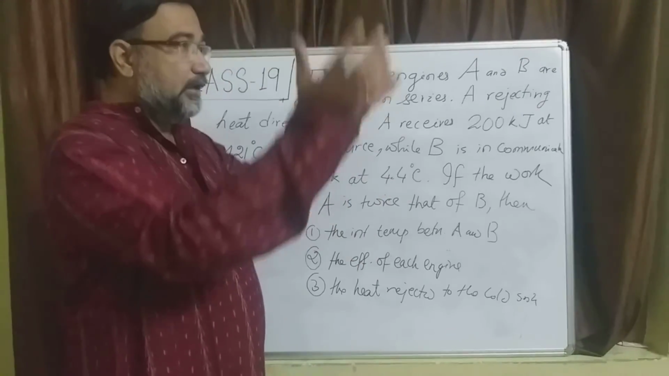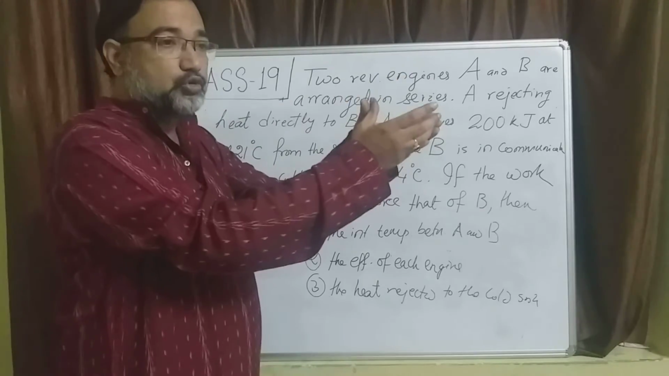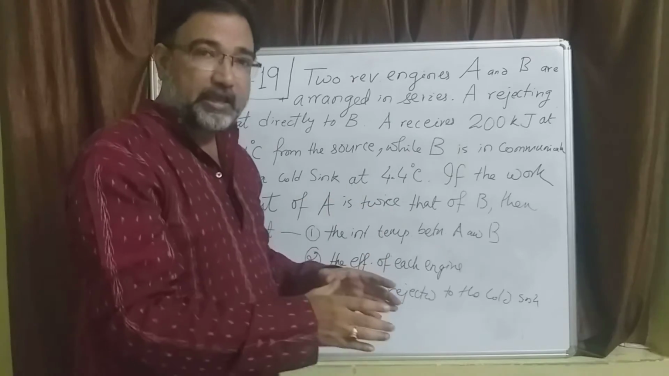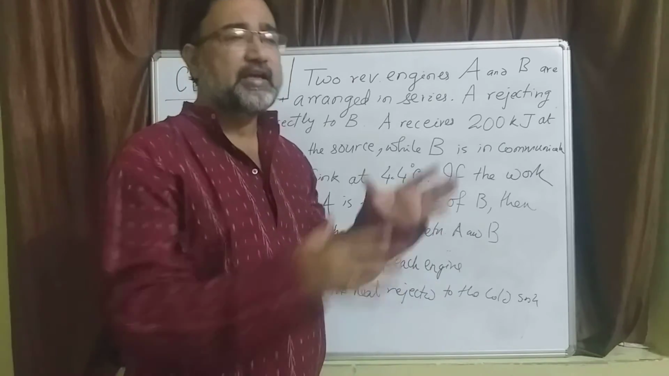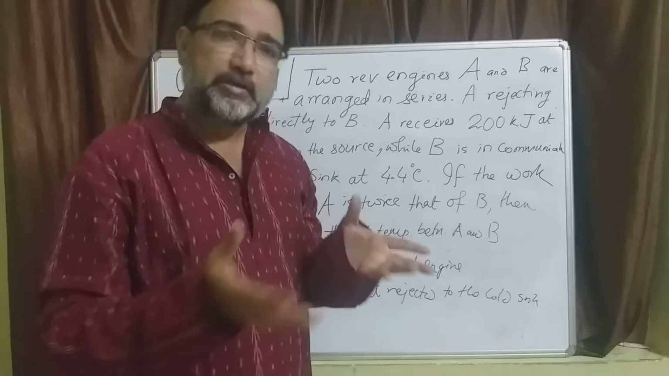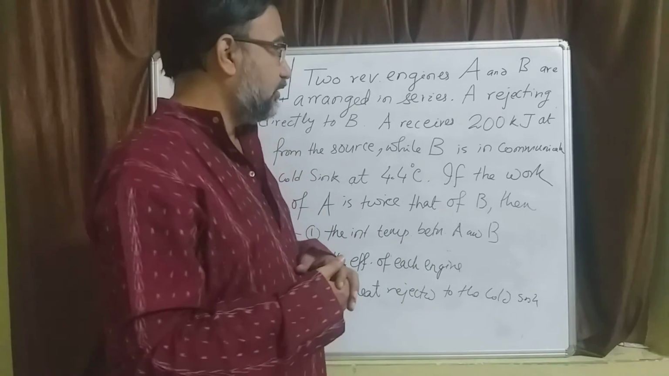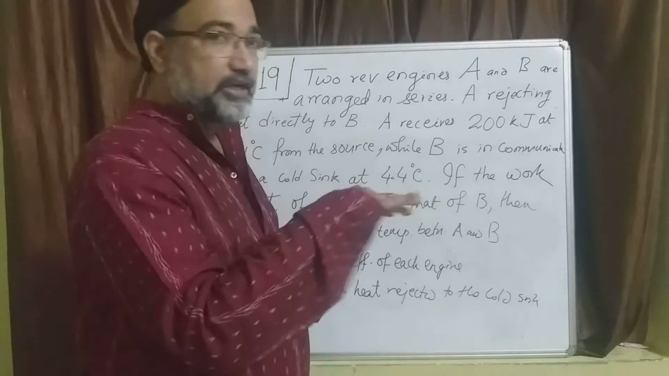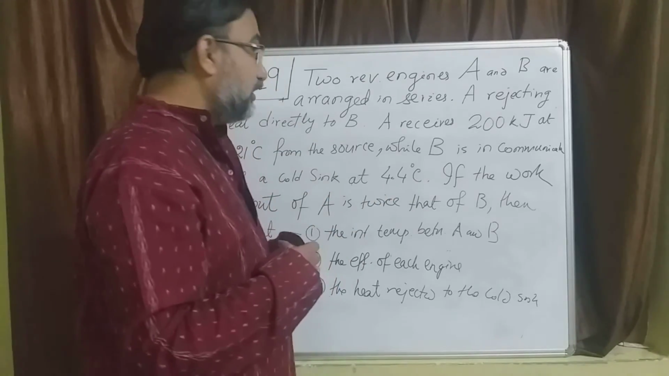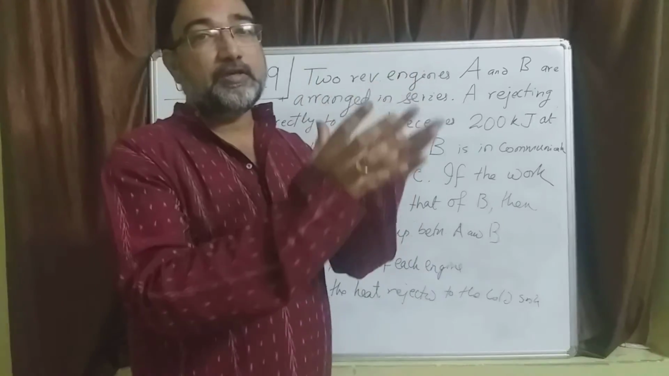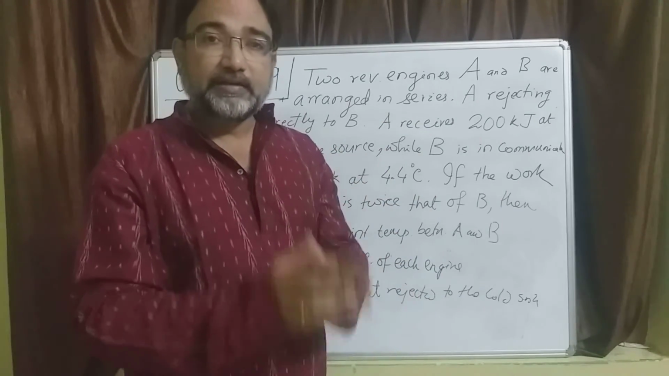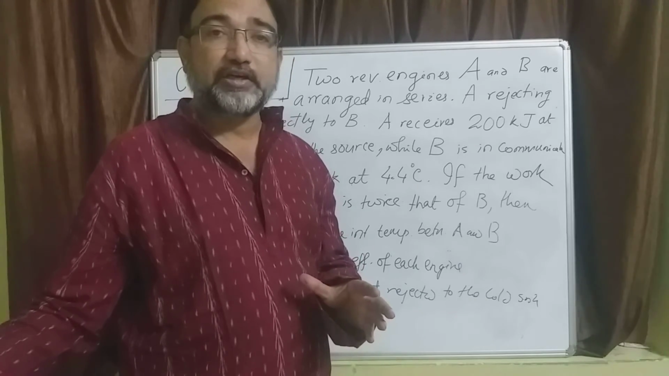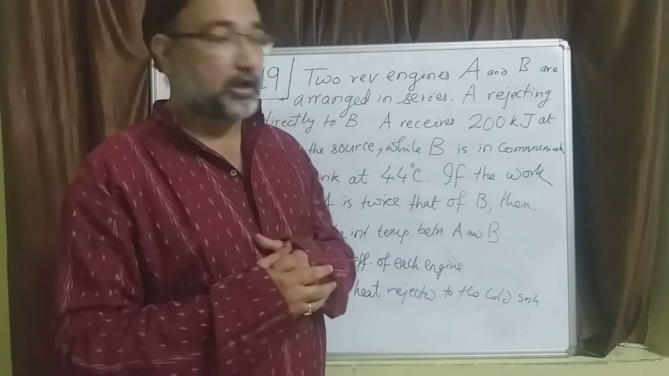So imagine engine A which is drawing heat from the source and rejecting heat. Now heat rejected by A, instead of going to some sink, is actually received by B. So engine B is the sink for engine A, and this rejection is the source for engine B. So there is an intermediate temperature in between, there has to be. Now what does engine B do? Engine B is receiving the heat rejected from engine A, and then it is also rejecting some heat to its own sink which is at 4.4 degrees centigrade, and the difference is appearing as work.